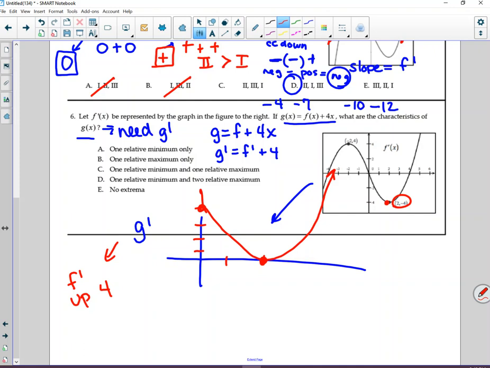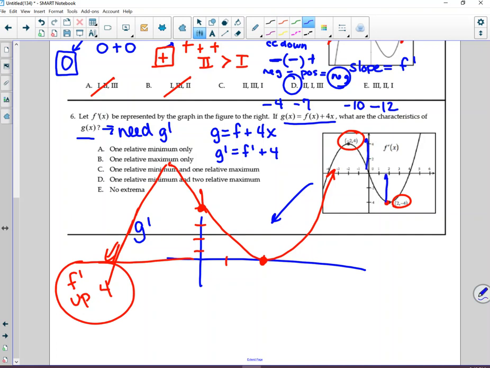It would go up to 8 instead of 4, and then back down. Eventually it would cross the x-axis. But if you look, when I take f prime and move it up 4, a whole bunch more of the graph is now above the x-axis.